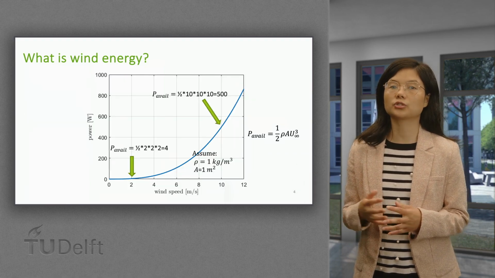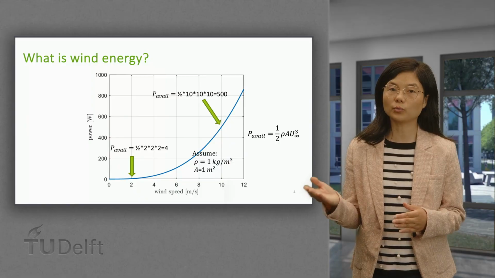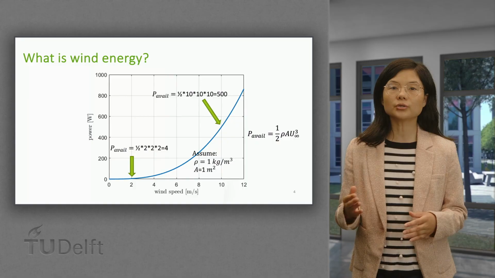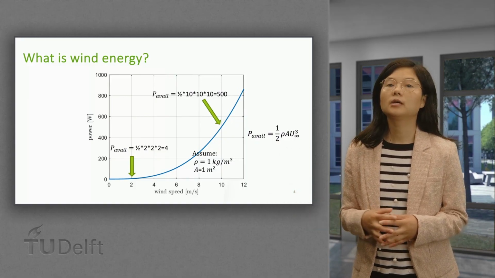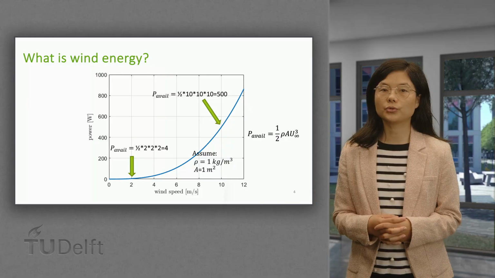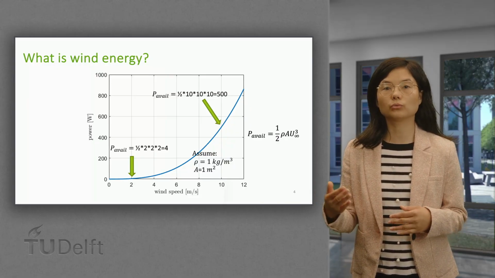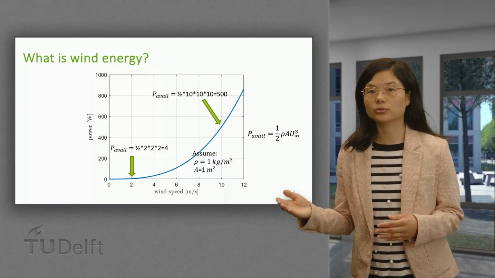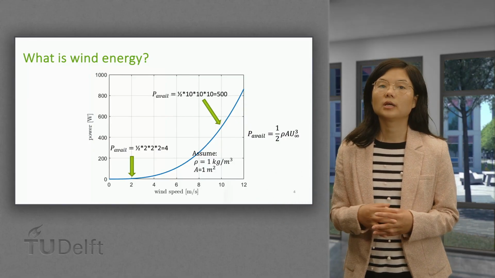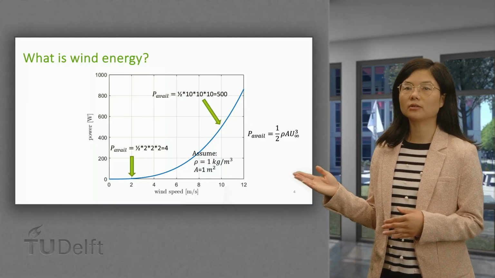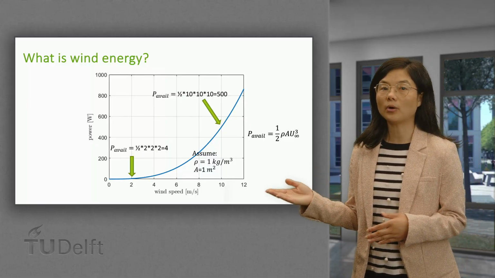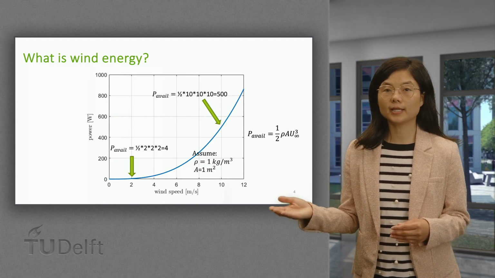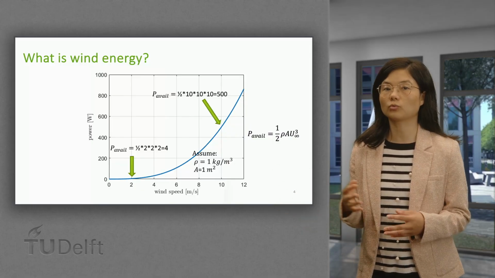This figure further illustrates how the available power from the wind changes with the wind speed. As you can see, power increases with the cube of wind speed. To keep things simple, let's assume air density rho equals 1 kilogram per cubic meter, and rotor swept area A equals 1 square meter. With these assumptions, at a wind speed of 2 meters per second, the available power is 4 watts. But at 10 meters per second, the available power jumps to 500 watts.